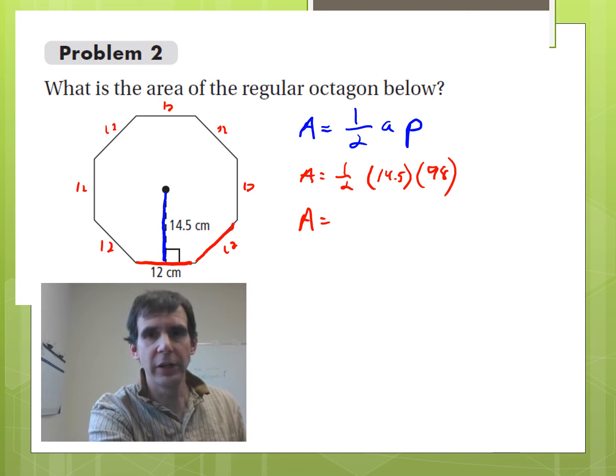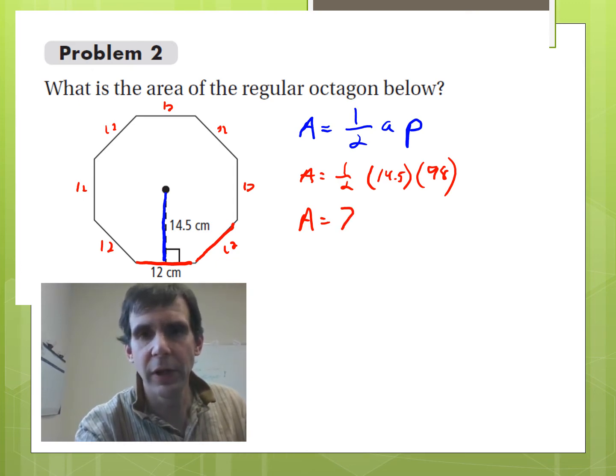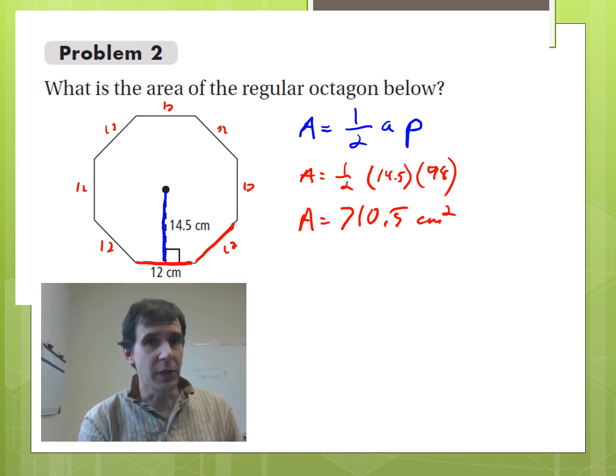So we got our calculator and we type in 14.5 times 98 equals 1,421. Then we're going to take that and divide that in half. And we're going to get 710.5. So 710.5 centimeters squared. Remember, again, it's little squares here. Okay, so it's very nice.